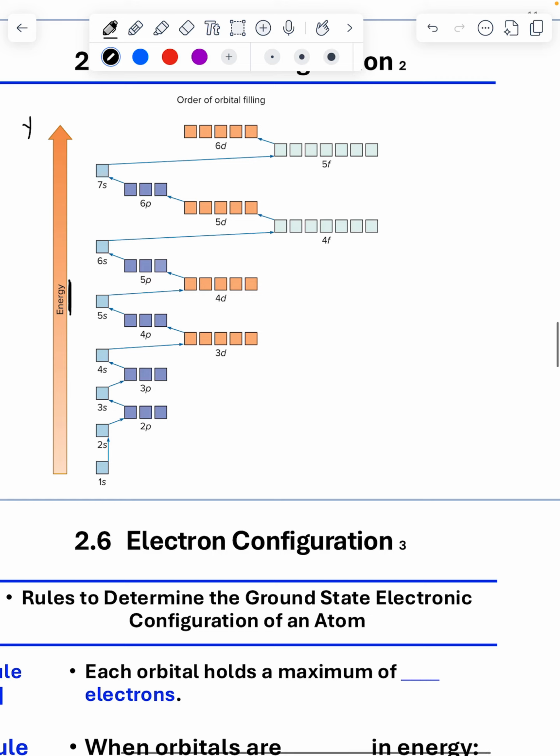And remember, each orbital can hold a maximum of 2 electrons. Once 1s has its 2 electrons, then the next orbital that will be filled up would be 2s. And then we follow this arrow over. The next one would be the 2p orbitals, and then 3s, and so on. So you can kind of see how that's going to go.